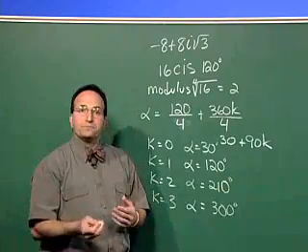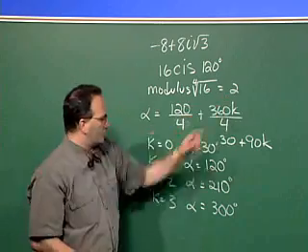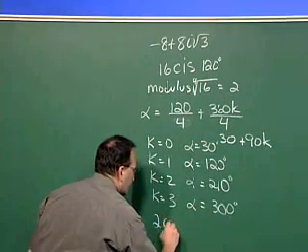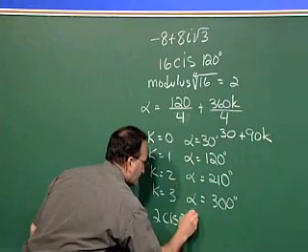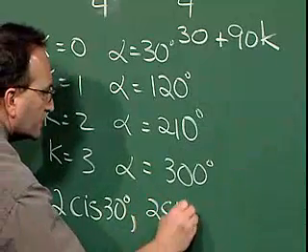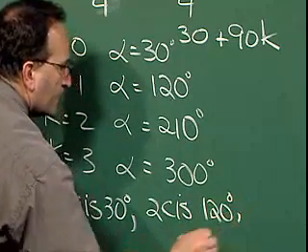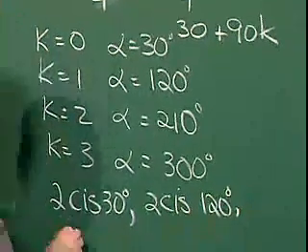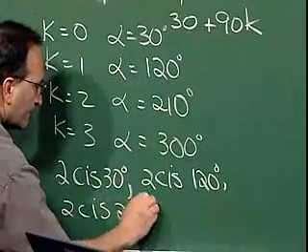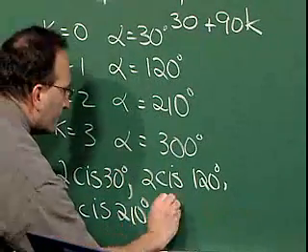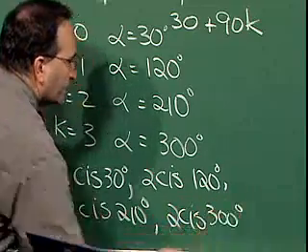So now, for the polar form, we have 2 cis 30 degrees, comma, 2 cis 120 degrees. We have 2 cis 210 degrees, and we have 2 cis 300 degrees.